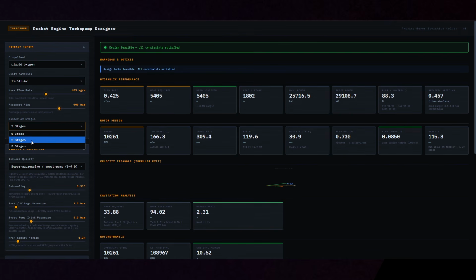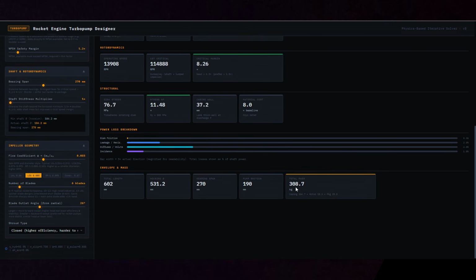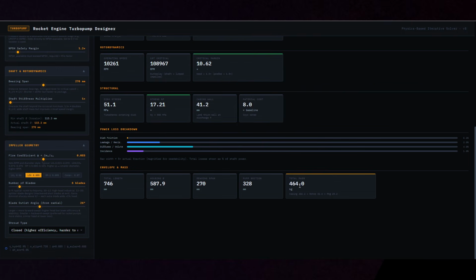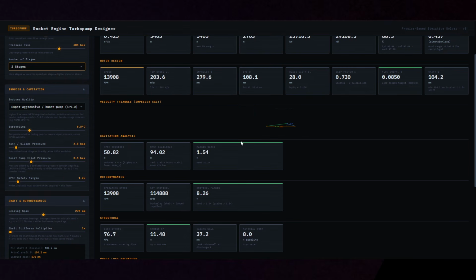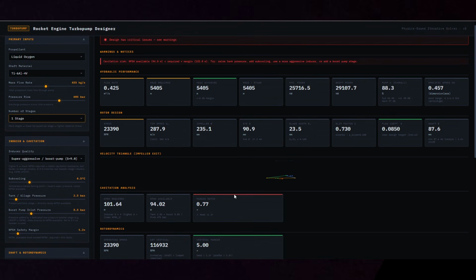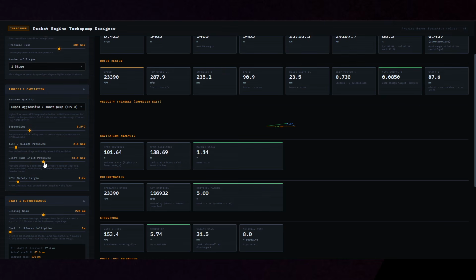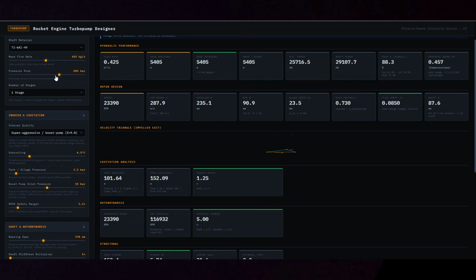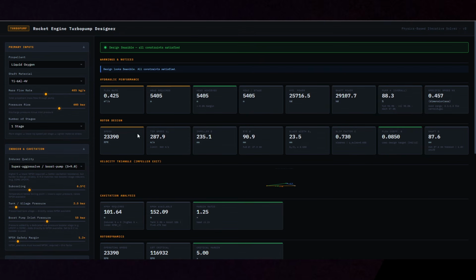And we could also change it to 2 stages. We still fulfill it. And 2 stages makes this all lighter, right? If you have 3 stages, it's 464. If you say 2 stages, it's 308. And can we go 1 stage? Not right now, but if we had a better booster pump, we could, if we really need this much pressure rise. So you have to figure out the mass flow rate and pressure rise from your chamber design, and then you can come here with this.